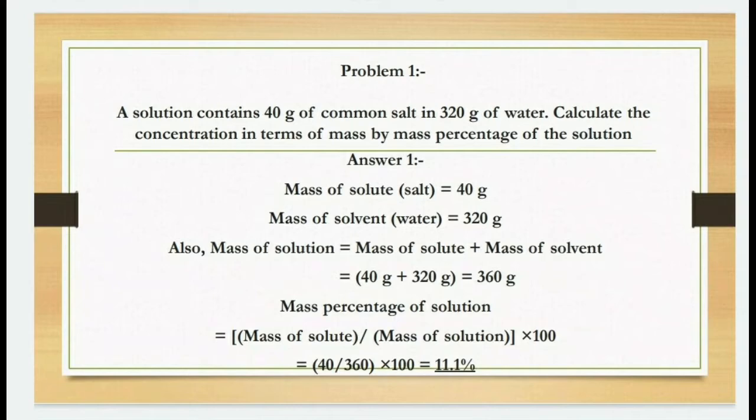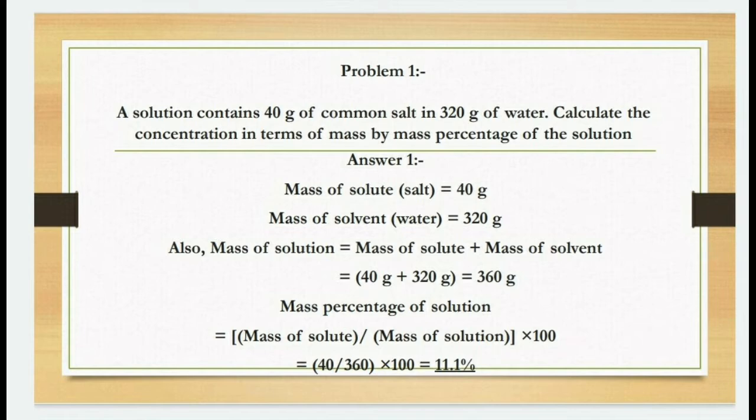Students, in this slide we will take a problem. The problem is: a solution contains 40 gram of common salt in 320 gram of water. Calculate the concentration in terms of mass by mass percentage of the solution. So we have to find the mass by mass percentage of the solution, that is the concentration. First of all, mass of solute is equal to 40 gram. Mass of solvent, that is water, is equal to 320 gram.